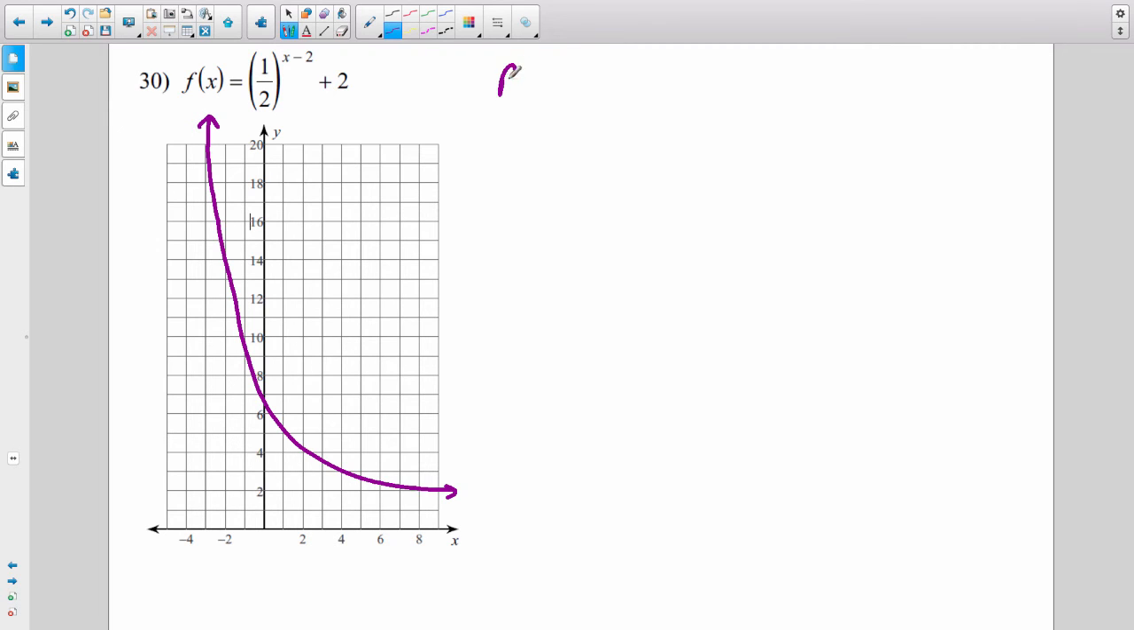And the parent function of this exponential is this. F of x equals 0.5 to the x. So 0.5 is definitely less than 1, and that's why we call this a decay. Because as you move from left to right, the graph is shrinking.